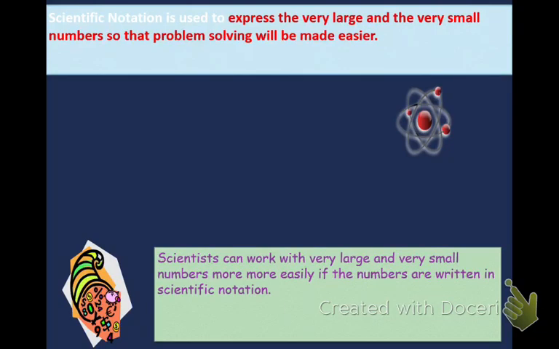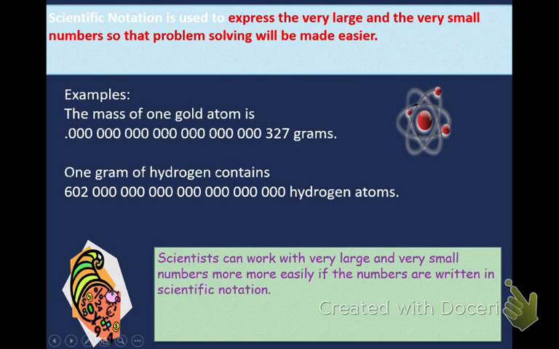So scientific notation is really used for one reason and one reason only. It's used to communicate really, really large numbers or really, really small numbers in a more eye-pleasing way. What do I mean by that? Right? So the mass of one gold atom. In 8th grade, you all learned how incredibly tiny atoms are. We're going to learn even more how small they are here.